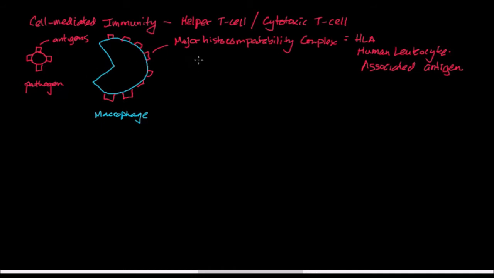Once those antigens have been displayed, the first lymphocyte that comes in contact with this macrophage will be this cell right here. This is called a helper T cell. In the helper T cell, right, you can see that it has a specific shaped receptor that'll bind to this specific shaped antigen. So these two things will bind.